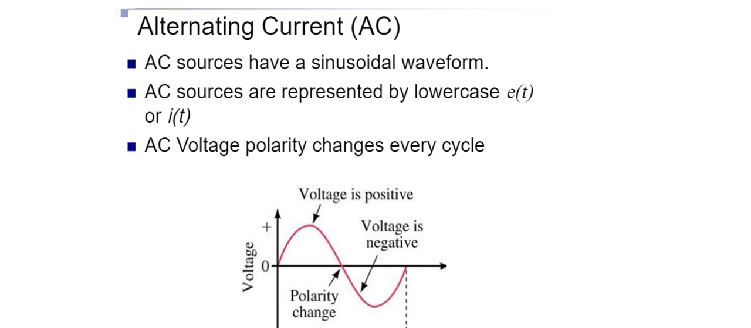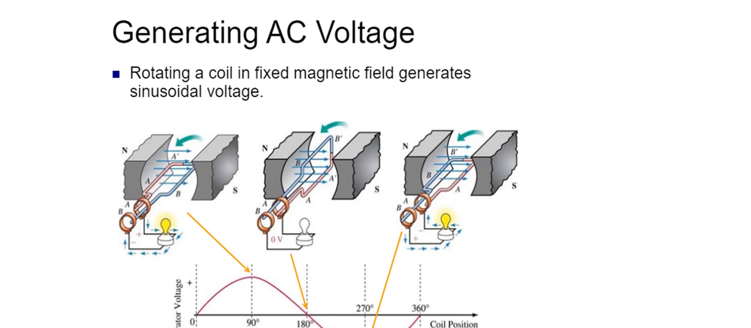And an AC source, alternating current, has a sinusoidal waveform. This is the sine wave. A sine wave has two polarities, positive polarity and negative polarity, which alternate at every cycle. It is represented by small e of t or i of t. AC voltage changes its polarity at every half cycle. Next we are going to study the generation of AC voltage.